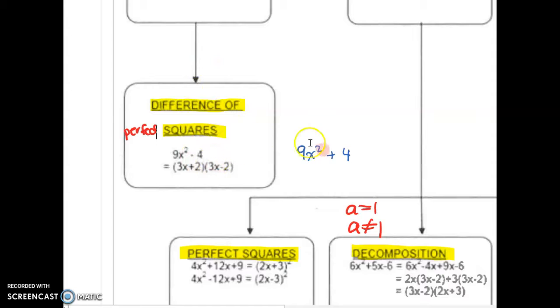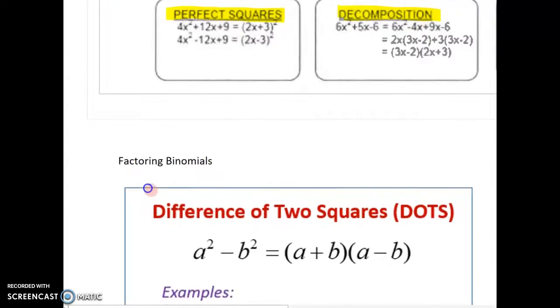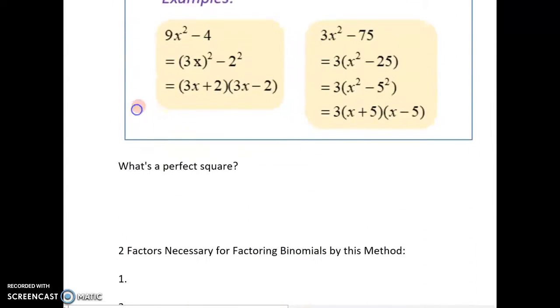But the key one that allows us to do the factoring only happens when we have a difference, meaning a negative between the 2 terms. So in this example, 9x squared minus 4 is a difference of squares. 9x squared plus 4, this technique will not work for it. Okay, so there are 2 conditions that have to be met for us to apply this factoring technique. 1, the perfect square. 2, the difference.